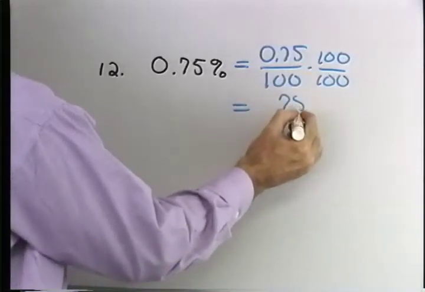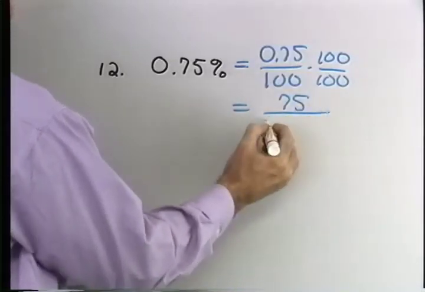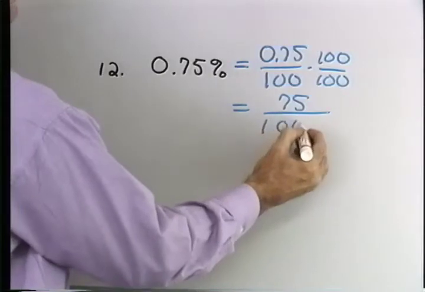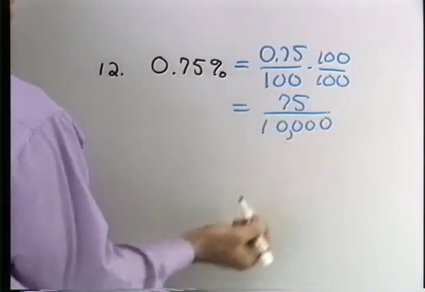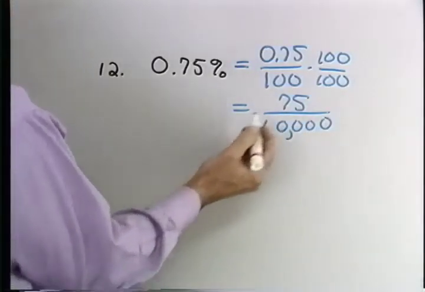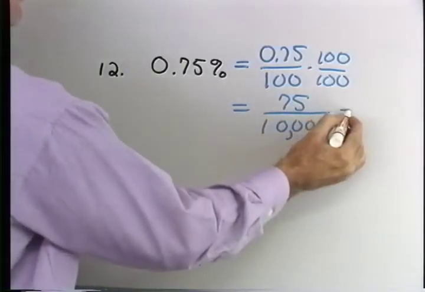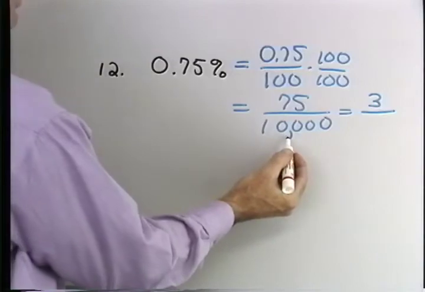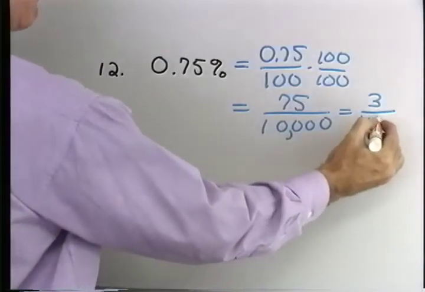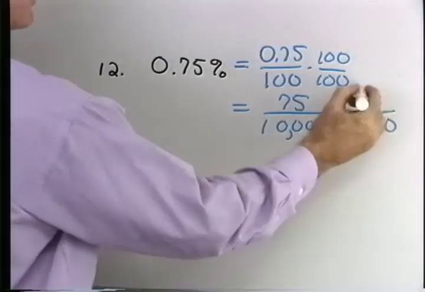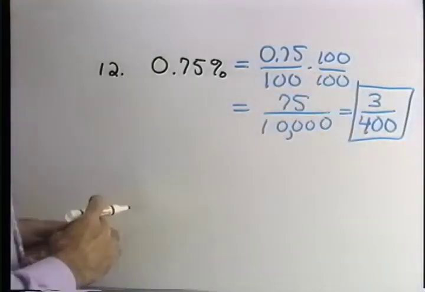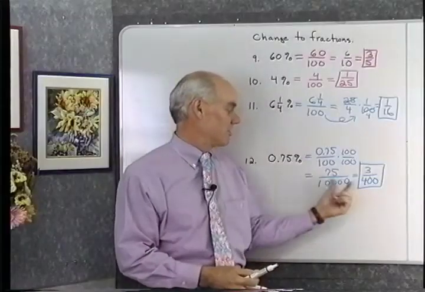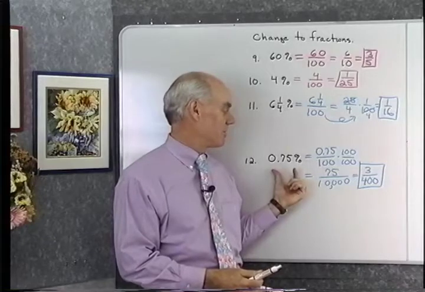I end up with 75 divided by, let's see, 1 and 1, 2, 3, 4 zeros. So 75 over 10,000. If I divide 25 into the numerator, it will go 3 times. If I divide 25 into the denominator, it should go 400 times. So I end up with 3 over 400 for the fraction that's equivalent to 0.75%.